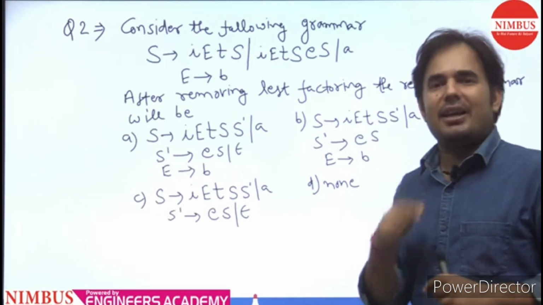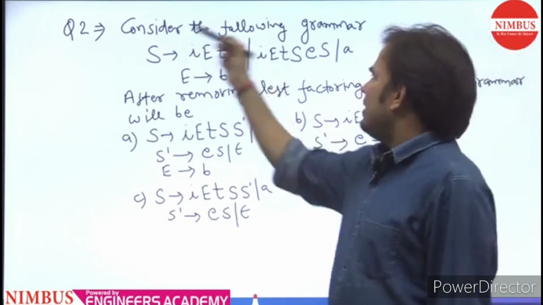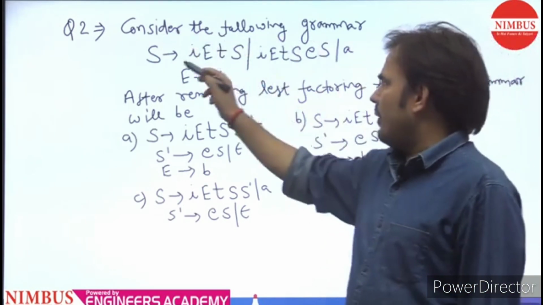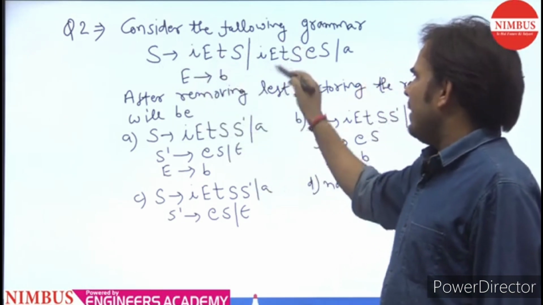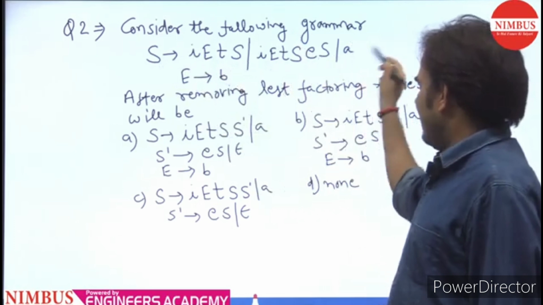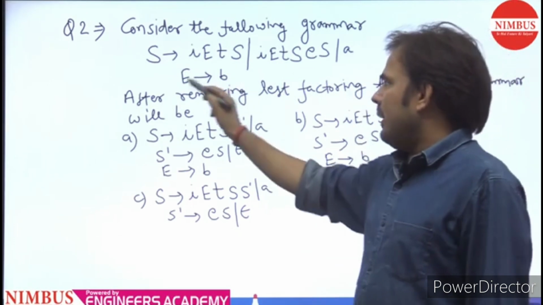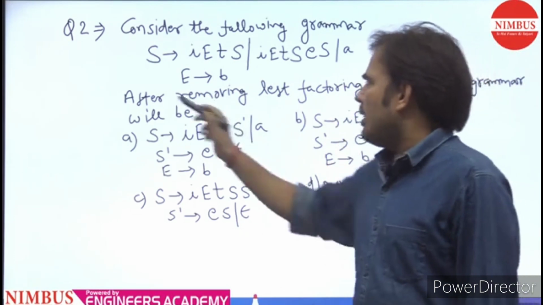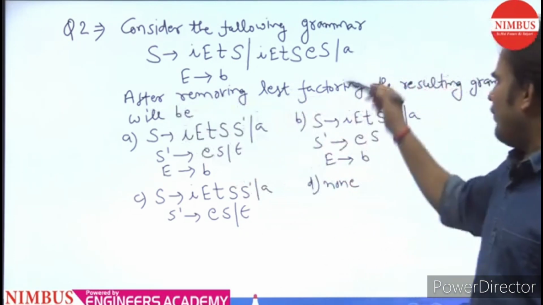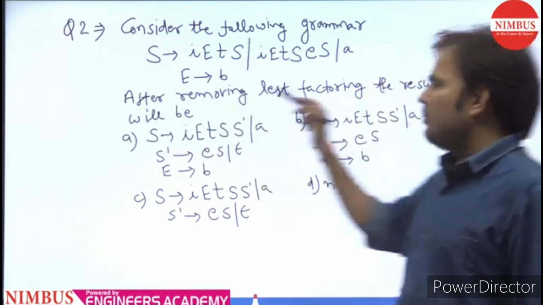Let's see question number two. Consider the following grammar. This is the given grammar: S tends to iEtS | iEtSeS | a, terminal. E tends to b. They are asking: after removing left factoring, the resulting grammar will be?